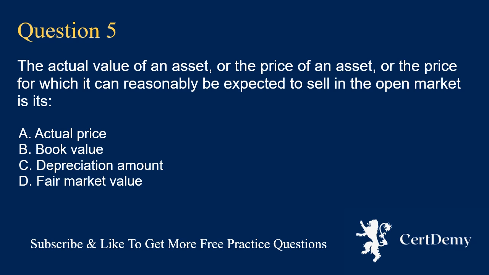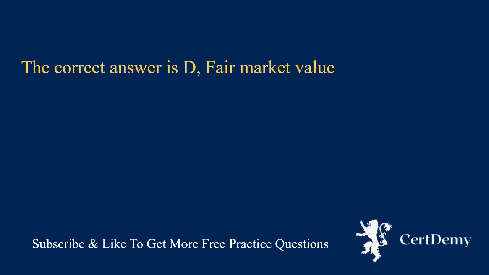Question 5. The actual value of an asset, or the price for which it can reasonably be expected to sell in the open market, is its A. Actual price. B. Book value. C. Depreciation amount. D. Fair market value. The correct answer is D. Fair market value.